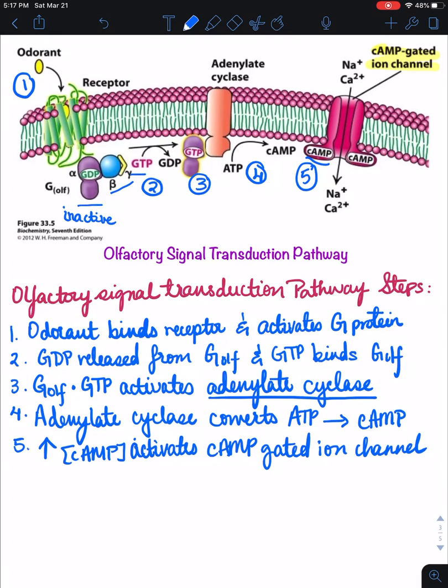And what that does is it's going to open up this ion channel, and these cations, which are positively charged ions, are going to flow through the channel and into the cell. So increasing cyclic AMP levels activates the cyclic AMP gated ion channel and allows cations or positively charged ions to flow into the cell.